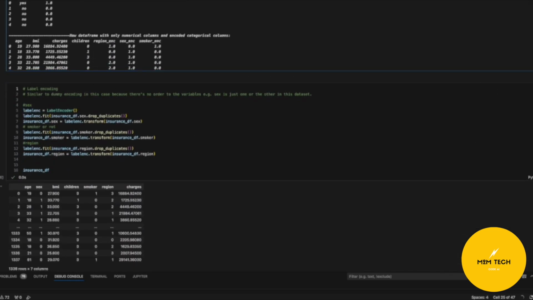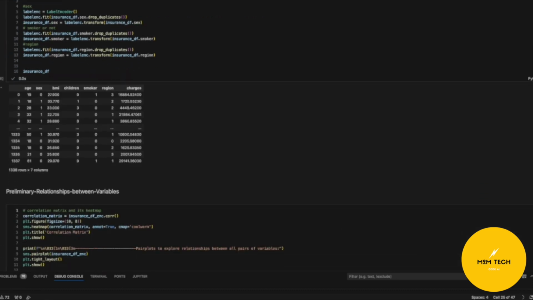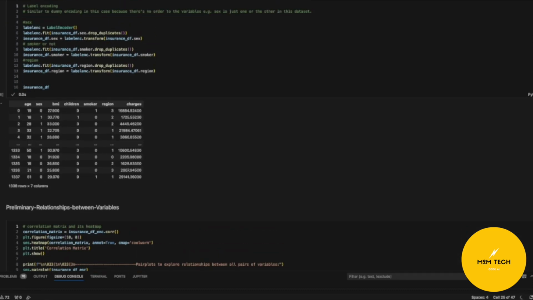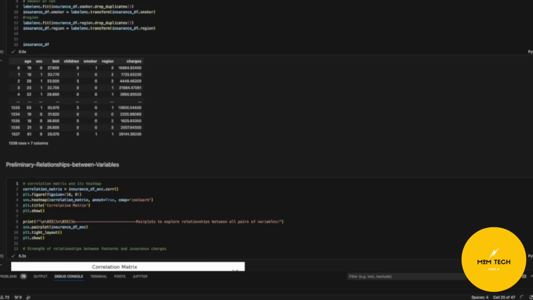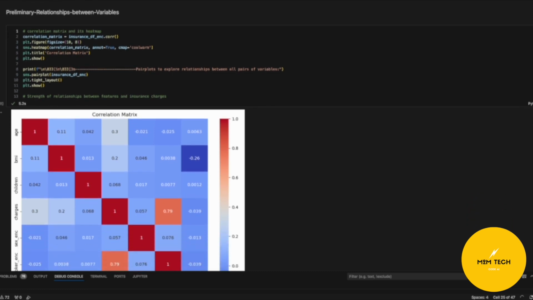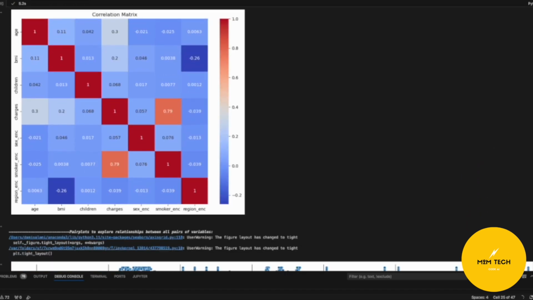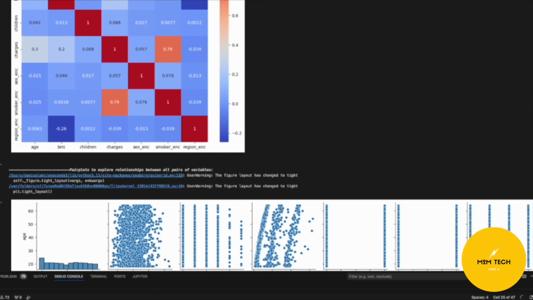We could also have used label encoding, which was also similar. One hot encoding added too many additional columns to the data that we didn't really need. So this was the simplest way. For preliminary relationships between variables, on this heat map, the only one that stands out to us is the charges-smoker relationship at 79%. Everything else is pretty low.